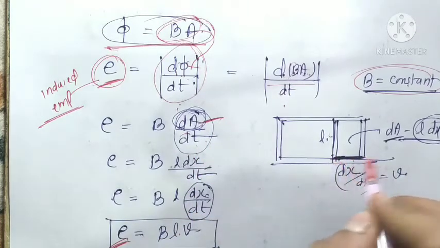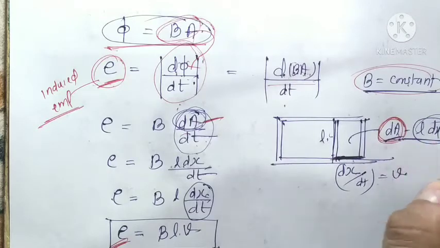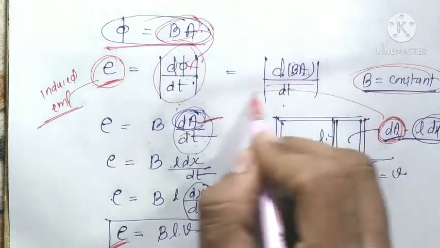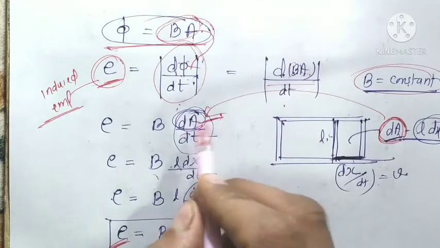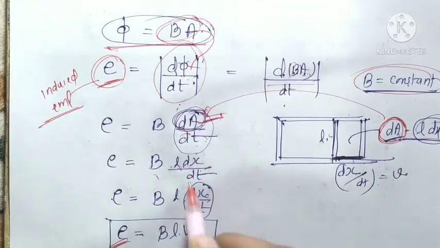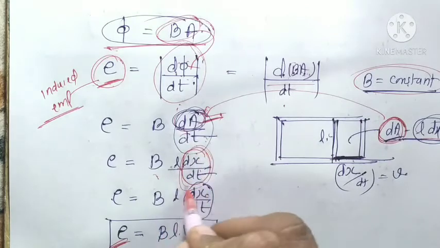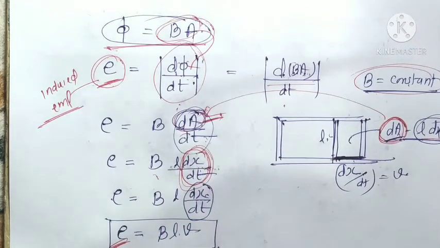Here the change of area is L dx, so we put this value here. So B L dx, dA is equal to L dx. So dx upon dt, what does it give? It gives us velocity. So finally the induced EMF is equal to BLV. It is our value.